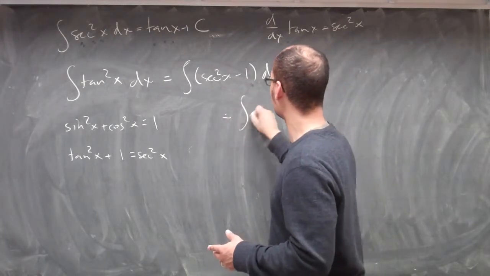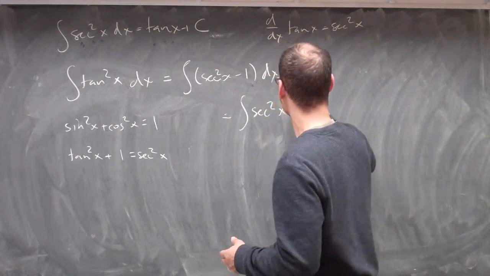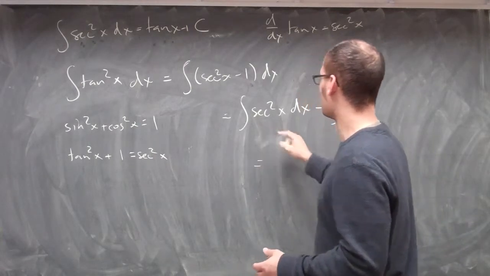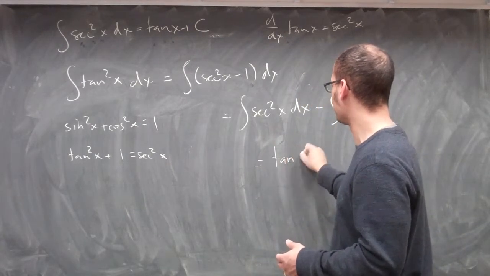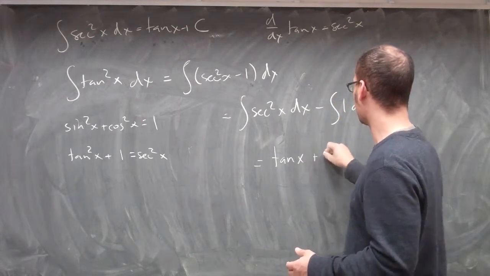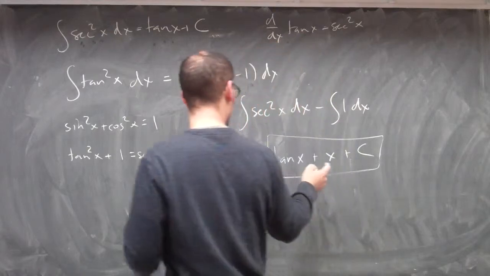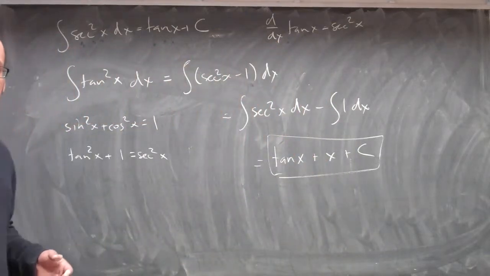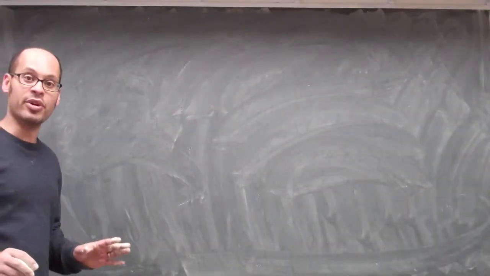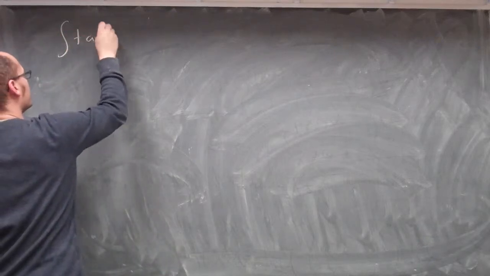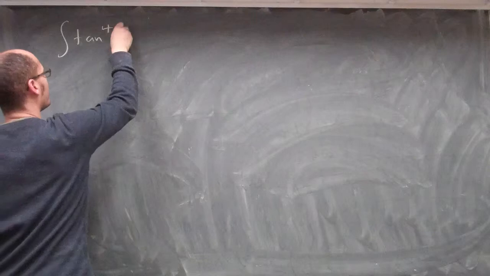So that's great. I get the integral of secant squared x dx minus the integral of just 1 dx. So the integral of secant squared is the tangent, and the integral of 1 is x. So the integral of tangent squared is tan x minus x plus c. All right, we're on a roll now. We did tan squared. Let's do tan to the fourth. Why not, right? We also did tan cubed. How about tan to the fourth?